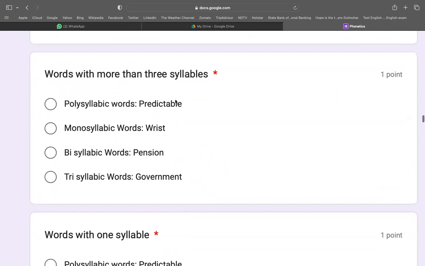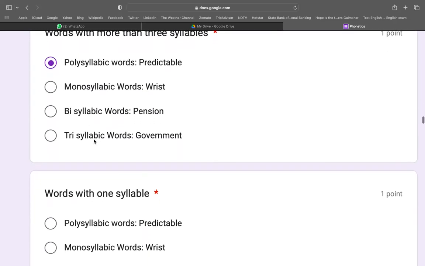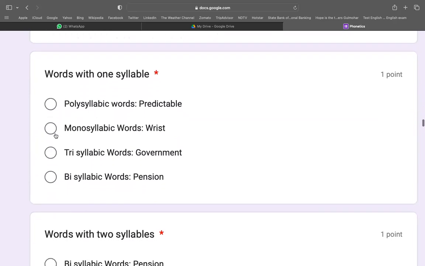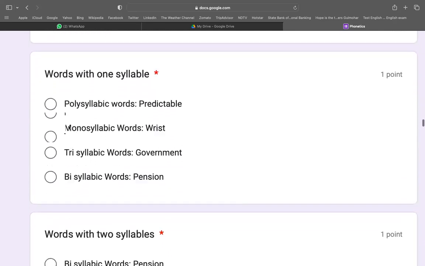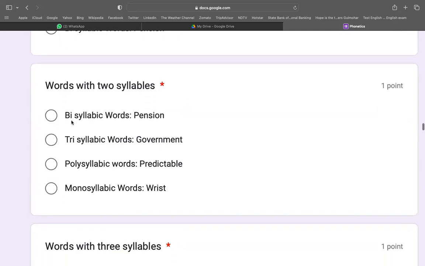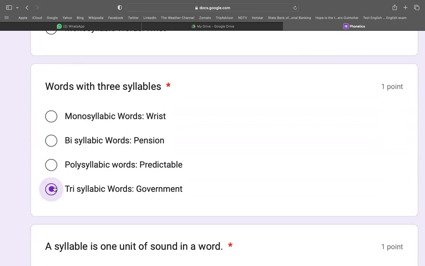What's with more than three syllables? If I talk about more than three syllables, again we come to the syllable based question. If there are more than three sounds, we call that word polysyllabic. Monosyllabic is one, bisyllabic is two, and trisyllabic is three. So one syllable is called monosyllabic, two syllables is called a bisyllabic word, and three syllables is called trisyllabic.